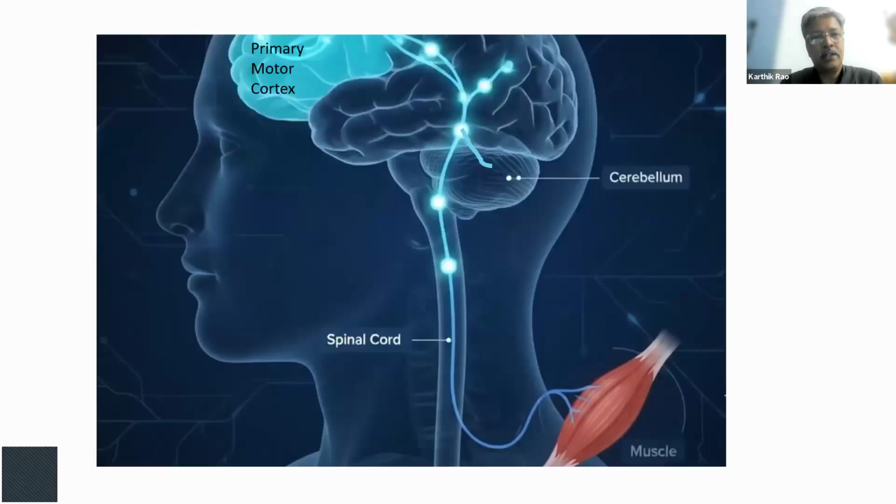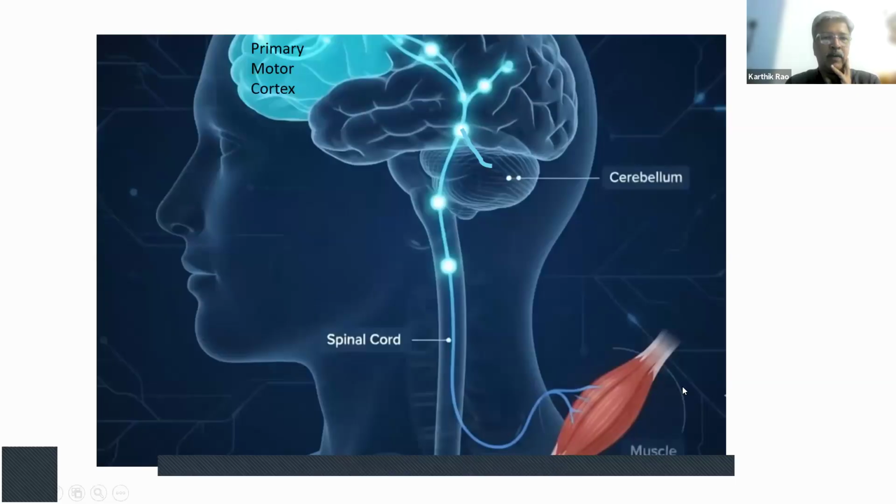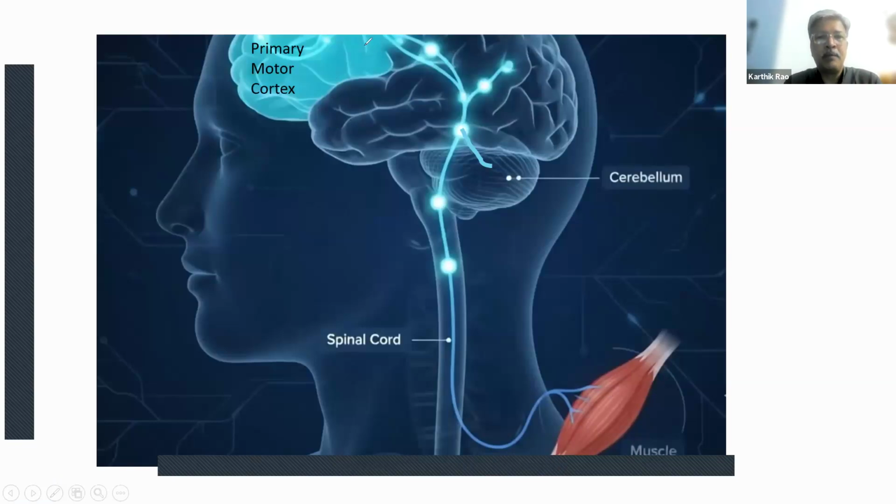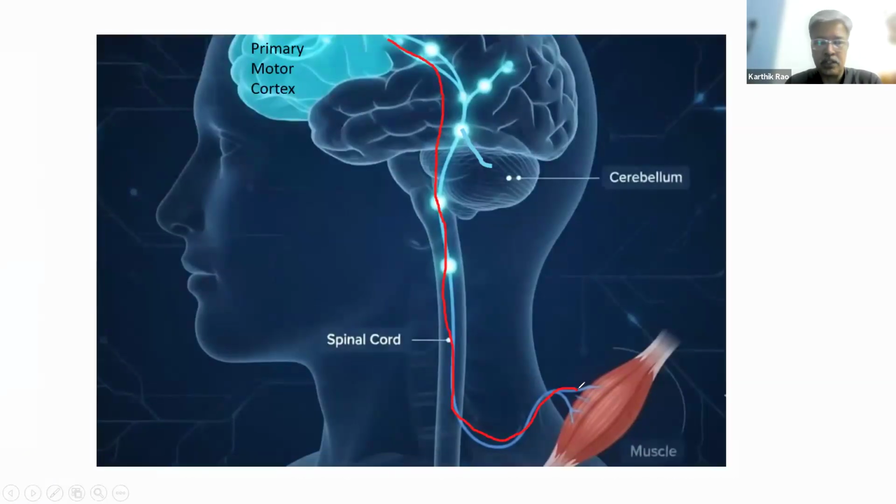So when we actually do a movement, the corticospinal tract originates from the primary motor cortex. And so when a movement is initiated, the stimulus from the primary motor cortex goes via the, so let me choose a color here. So from the primary motor cortex, we have inputs which go to the spinal cord, and from the spinal cord, it goes to the muscles as it is shown in this particular picture.